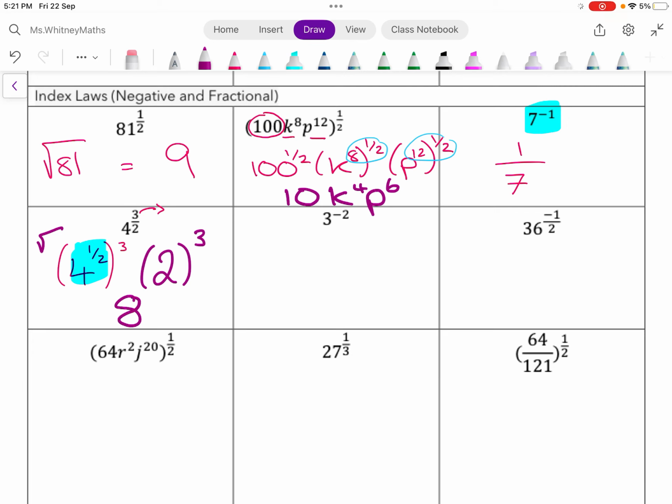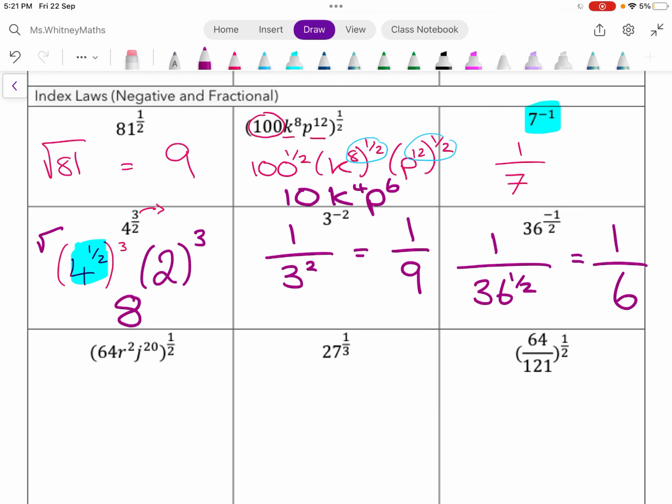Now, we've got 3 to the negative 2. This means 1 over 3 squared. Answer is 1 over 9. Now, here we have 36 to the negative 1 over 2. Negative a half. Okay, that negative means it's going to be a fraction. 1 over 36 to the half. Then we remember that 36 to the half means square root, so we get 1 over 6, because we do the square root.